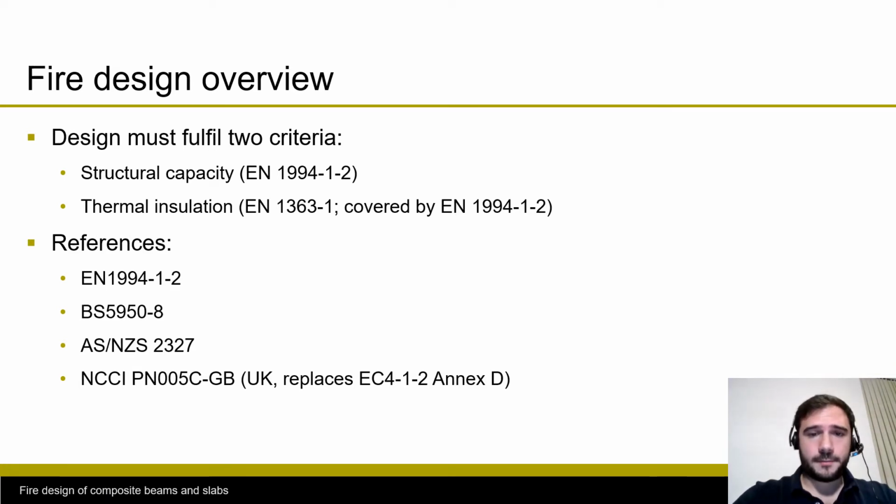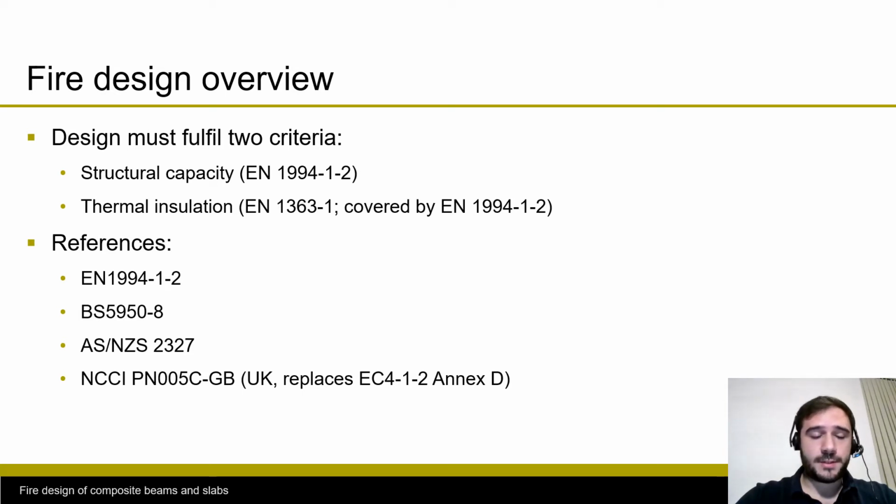While designing a floor plate, which includes the beams and the slab, one needs to fulfill two criteria: structural capacity of the members and also thermal insulation. For structural capacity, which is covered by Eurocode 4, one needs to establish a temperature profile in the cross-section of our element. We need to account for reduced material properties at elevated temperature and complete the design against the fire loading. In terms of thermal insulation, one needs to respect a minimum slab thickness to control the temperature on the top surface of the slab. This thermal insulation is covered by EN 1363 Part 1, although Eurocode 4 also covers this in Annex D.